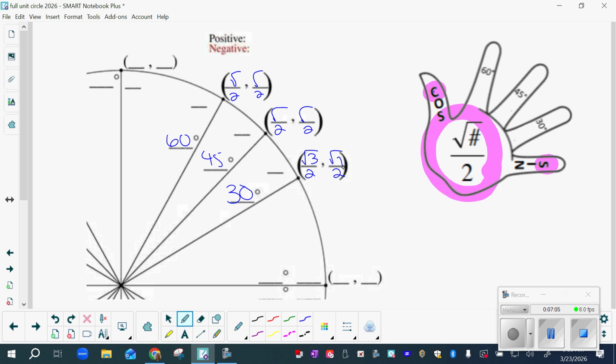We're going to do 45 degrees, right? We're going to fold down the 45. How many are on the cosine side? Two fingers. Ow! So let's do 60. 1, 3. Sine side. Oh, I get it.